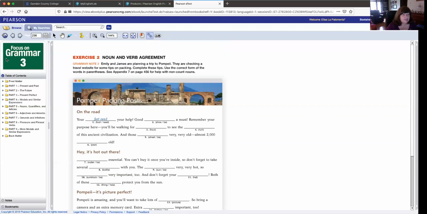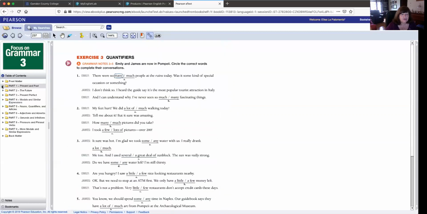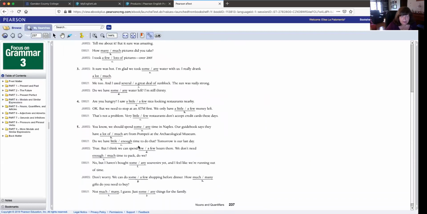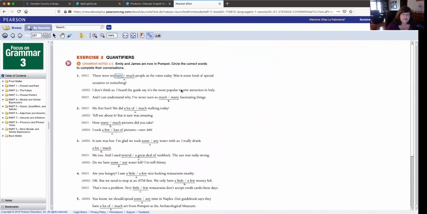Let's go to the next page. The next exercise that you're going to do is this one, and this is multiple choice. All you have to do here is circle the correct word. Again, you have to consider count nouns, non-count nouns, and if there are any proper nouns in here. You only have a choice of two things. It really shouldn't be too hard.